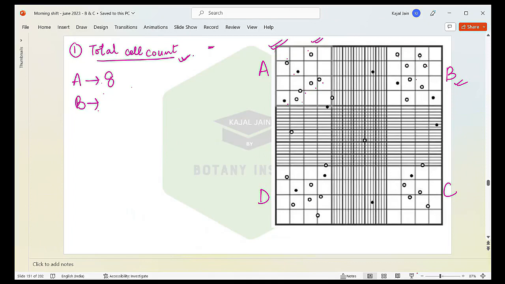Yes. Four, five, six, seven, eight, nine. Very good. Right? Now count the cells in C. In this one, count the number of cells, everyone. Very good. Five. And count in D as well.